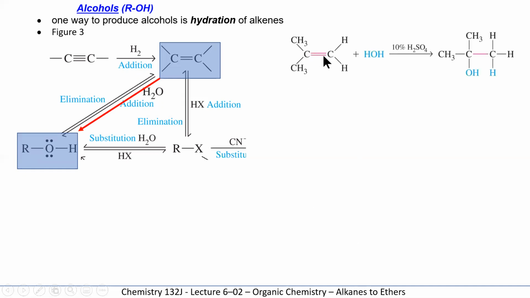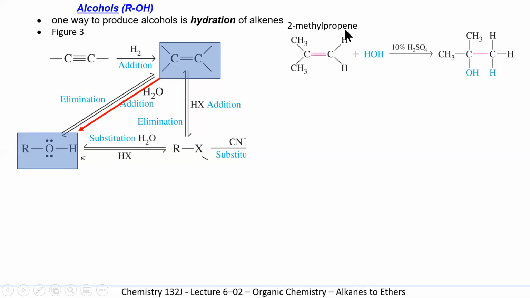So in this case, we have a 3-carbon alkene. We're adding water to it. Notice that the hydrogen ends up on the carbon with the most hydrogens, and the OH ends up on the other carbon. So we have created an alcohol. How do we know it's an alcohol? Because of the presence of this OH group.